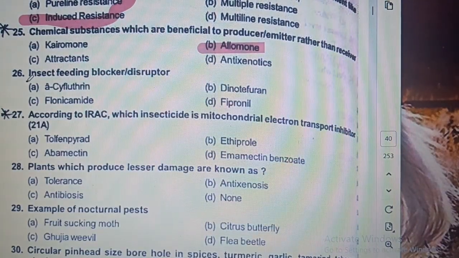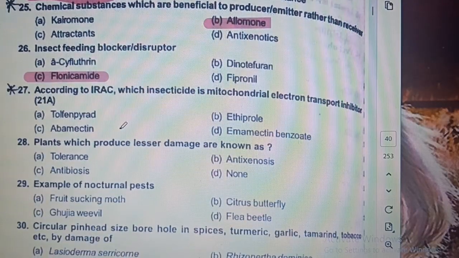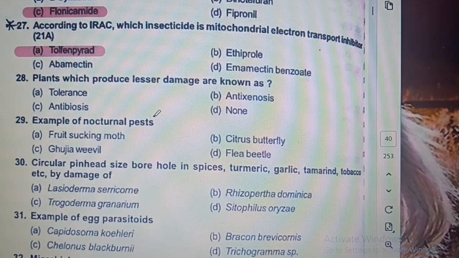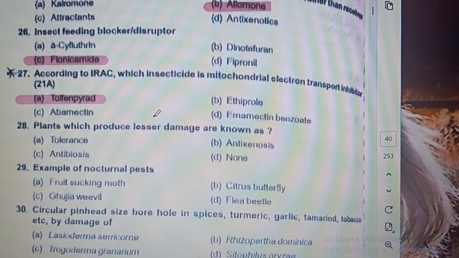Next question: insect feeding blockers or disruptors. Again, it is a new mode of action present in flonicamid. Next question: according to IRAC, the Insecticide Resistance Action Committee, which insecticide is a mitochondrial electron transport inhibitor in 20A? So the answer is tolfenpyrad. It works as a mitochondrial electron transport inhibitor. Otherwise abamectin, fipronil, emamectin benzoate are all the same.